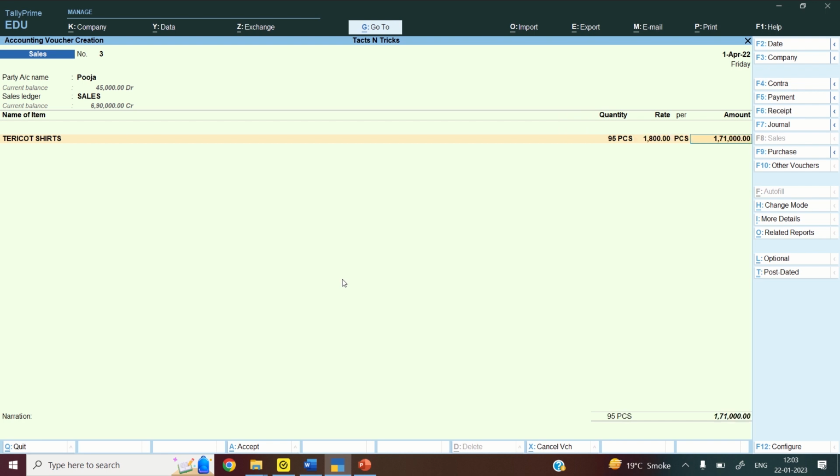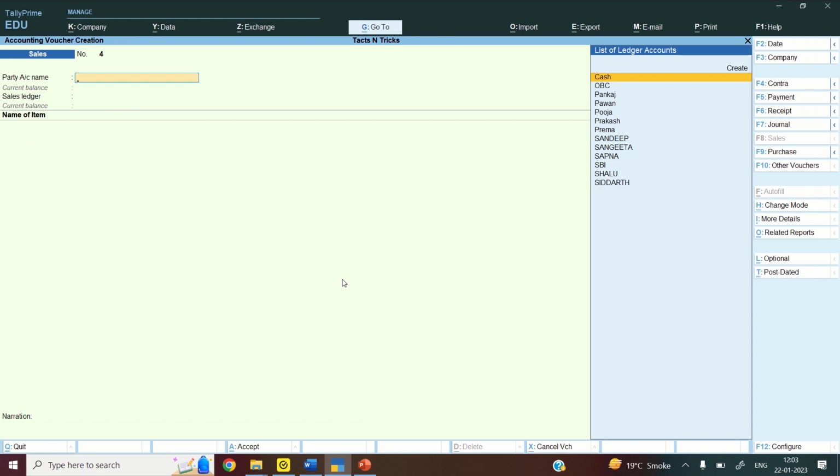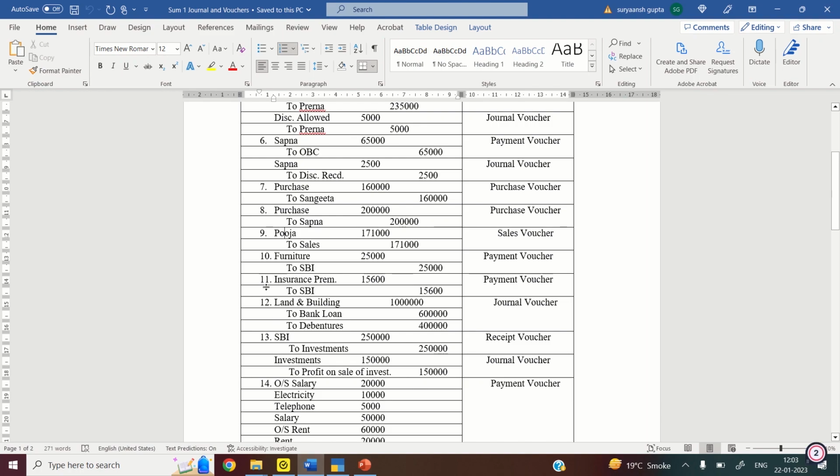So 1,800 and the amount will be 1,71,000 rupees because trade discount is never shown in the books. Okay. Now we have purchased furniture. If you look at the journal entry, it is very simple for the purchase of furniture. Number 10 journal entry, it is furniture to SBI, right? As it is on the credit side bank account, we will go for the payment voucher.